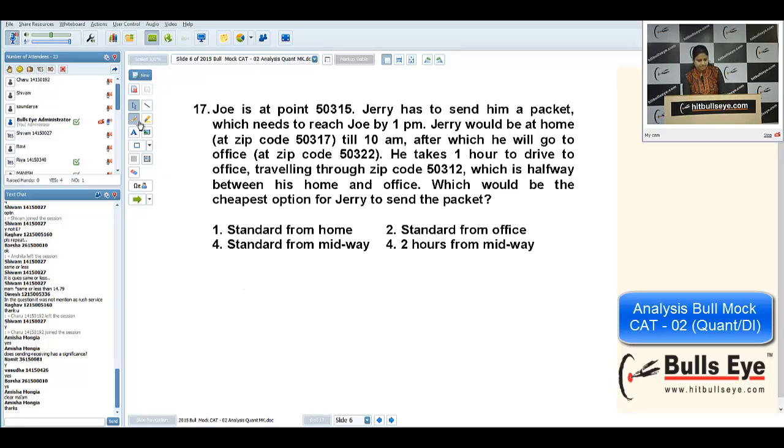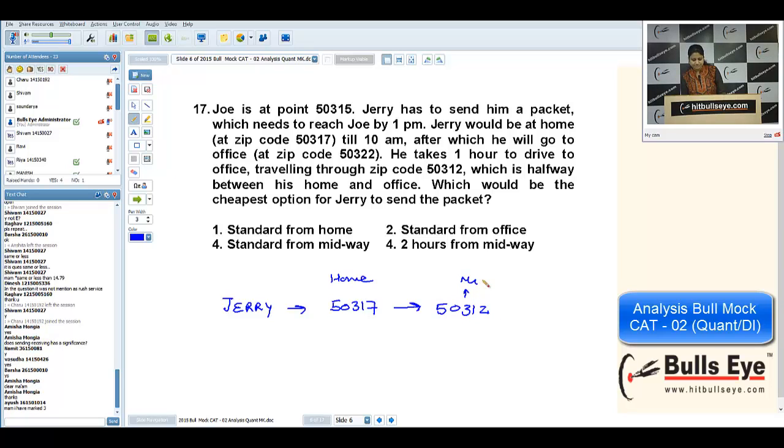Jerry, he's at home. This is the zip code of home. He's going via 5312, that is Midway. He's going to office, that is 5322.